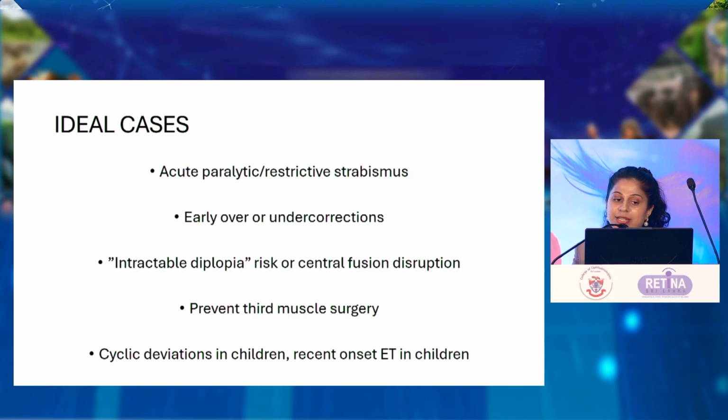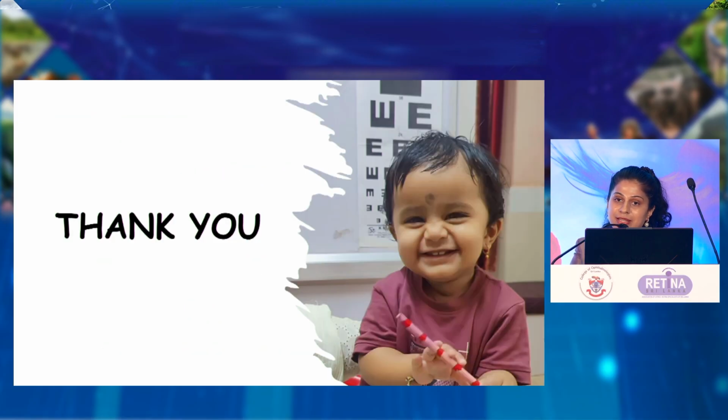As mentioned here, the acute cases, the intractable diplopia cases, and cyclical deviations, where we are still doubtful about surgery, become some of the ideal cases. With this, we can use botulinum toxin to treat some amount of strabismus in children too.